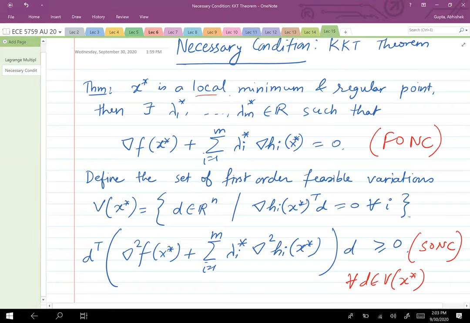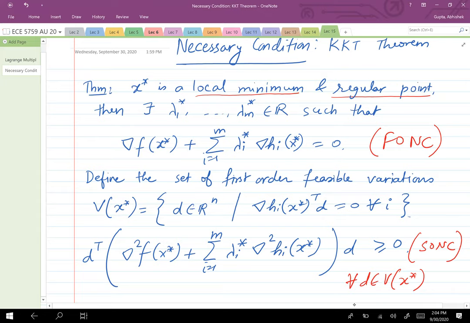Okay, so if X star is a local minimum and is a regular point, so regularity is required for the equations to hold, then there exists a set of scalars, lambda 1 star all the way to lambda m star, such that the first order necessary condition holds. And you define the set of first order feasible variations, which I'm going to talk about pretty soon, what this V of X star is. If you look at the set of first order feasible variations, then the second derivative of the function plus the second derivative of the constraints multiplied by the corresponding Lagrange multipliers, this matrix, should satisfy D transpose times this matrix times D being non-negative. Only for D in V of X star. So it's not required for all D in R^n, but only for D in the first order feasible variation set.